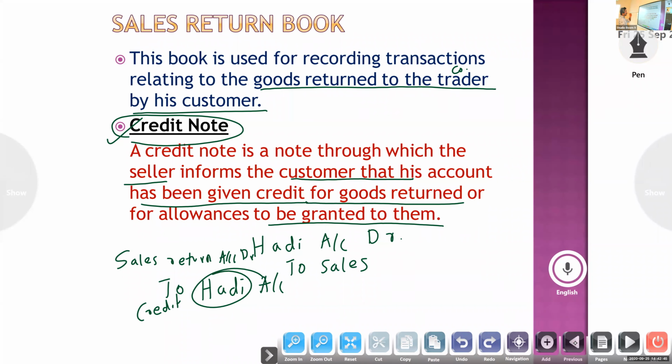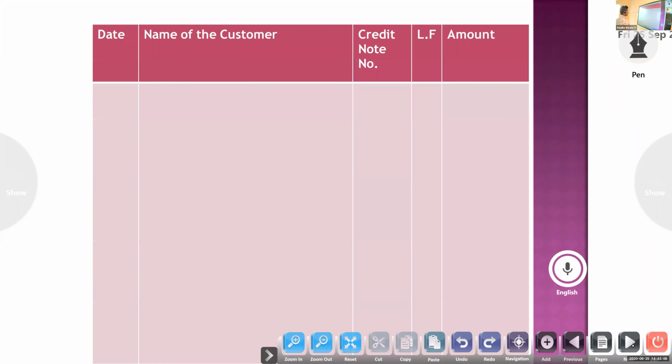Okay, any doubt? The sales return book is used for recording the transaction relating to goods returned to the company by his customer. It is a statement prepared by the company only. On that basis we record the transaction. Format: date, same like a sales book, the difference is that instead of invoice, it is the credit note number. Date, name of the customer, credit note number, LF, amount.